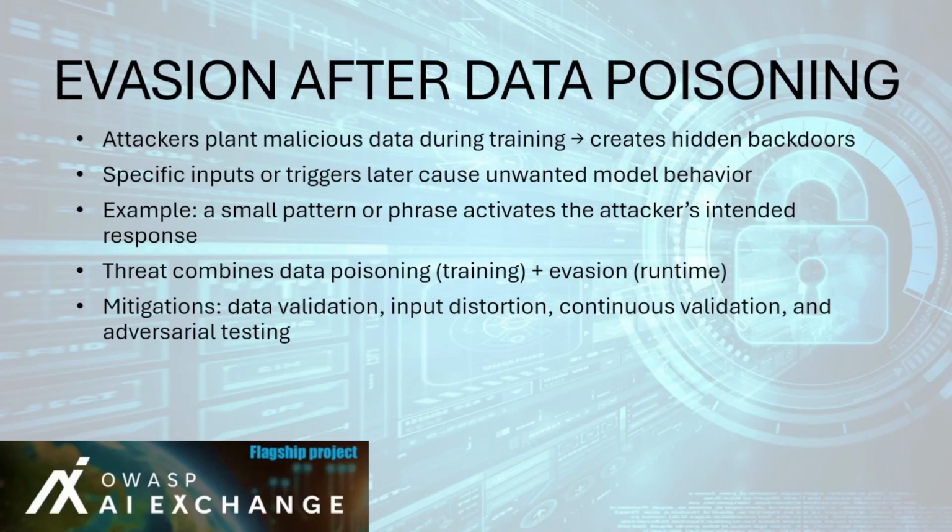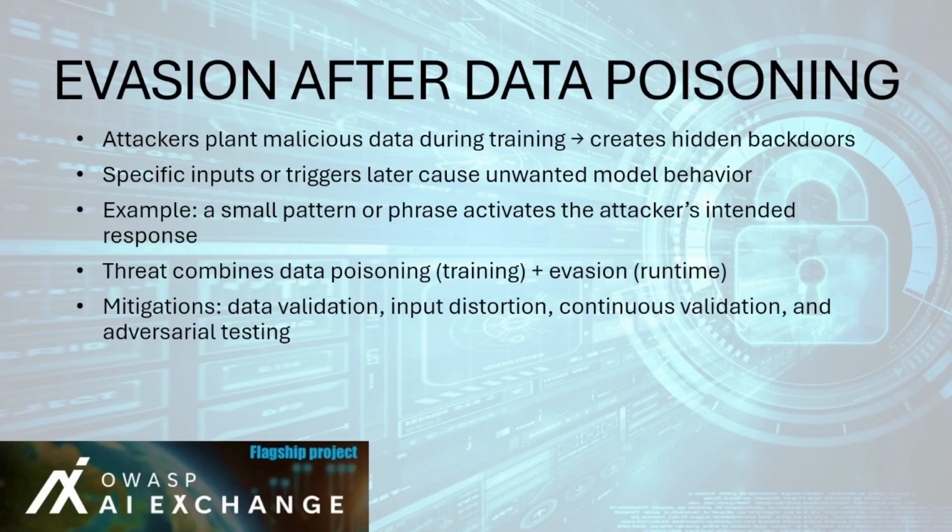Compromises the integrity and trustworthiness of AI decisions. It's hard to detect because poison triggers often don't appear during normal validation or testing, and it can be used for targeted manipulation, security bypasses, or fraudulent behavior activation. Mitigation strategies are as follows.